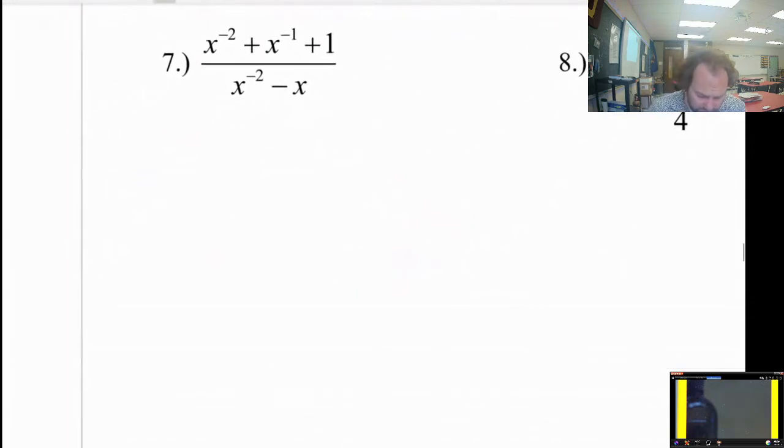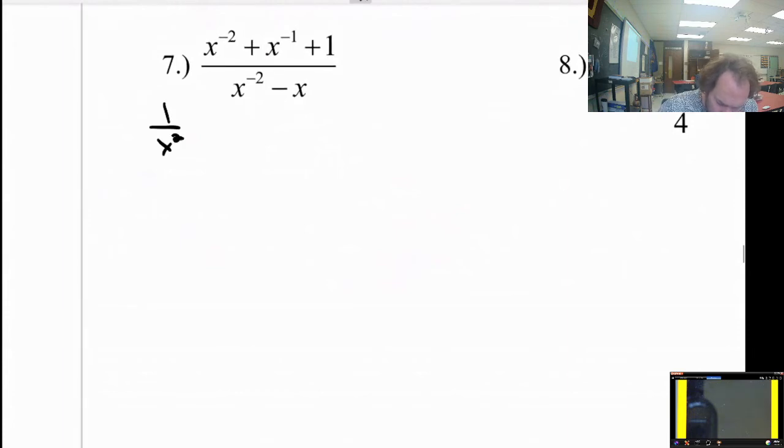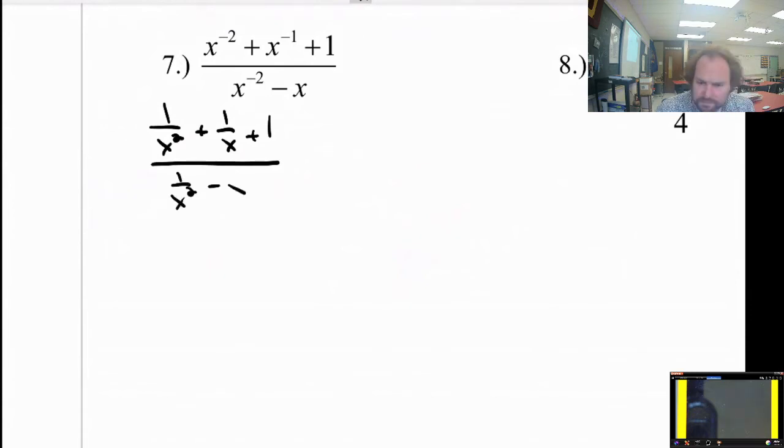So let's start with number 7. We're going to have 1 over x squared plus 1 over x plus 1, and on the bottom, we have 1 over x squared minus x. So again, we're going to focus our attention on the denominators that we see in this problem. The least common multiple of all 3 of those is x squared. We're going to multiply everything by x squared over x squared.